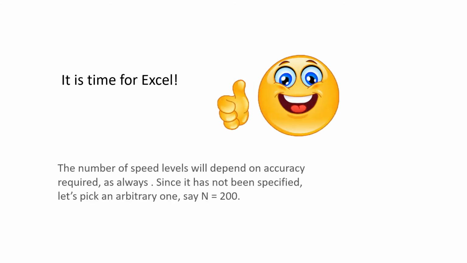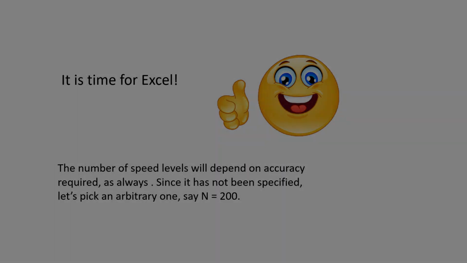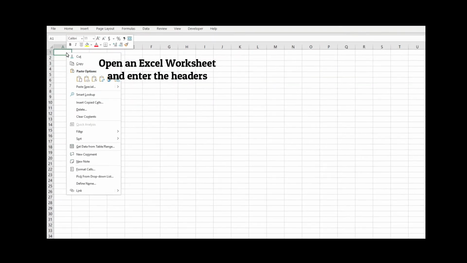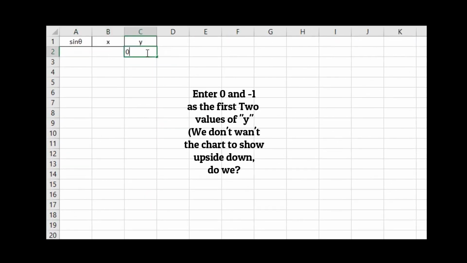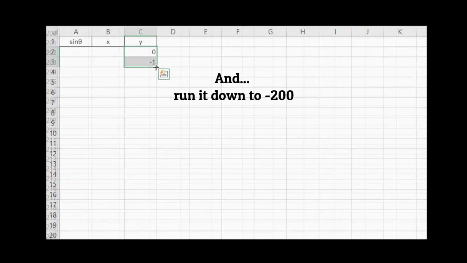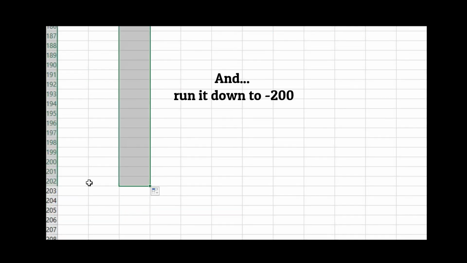Time for Excel. Yes! The number of speed levels will depend on the accuracy required. As always, since it has not been specified, let's pick an arbitrary one, say n equal 200. So as we have done before, open the worksheet and enter the headers. Enter 0 and -1 as the first two values for y. We don't want the chart to show upside down, do we? Run it down to -200.